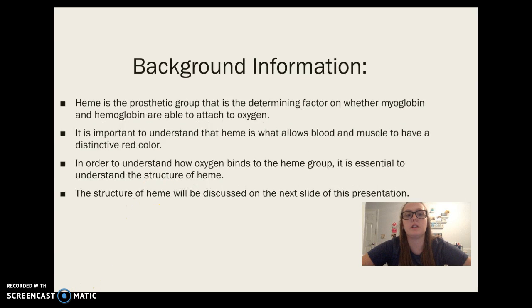Okay, so some background information. Heme is the prosthetic group that is the determining factor on whether myoglobin and hemoglobin are able to have oxygen attached. It is important to understand that heme is what allows the blood and muscle to have the distinctive red color that it does. In order to understand how oxygen binds to the heme group, it is essential to understand the structure of heme. The structure of heme will be discussed in the next slide of this presentation.